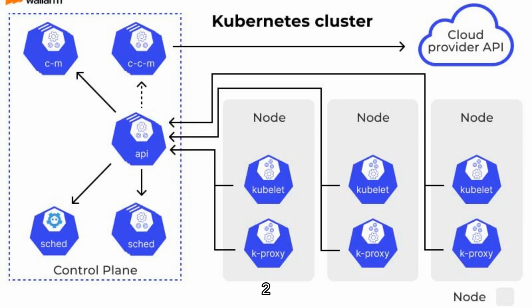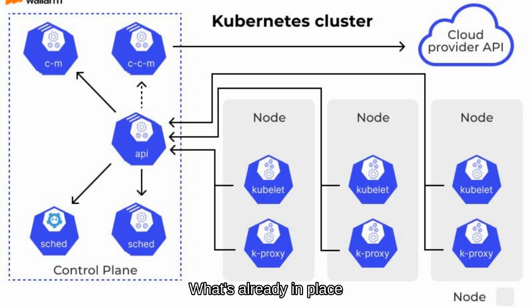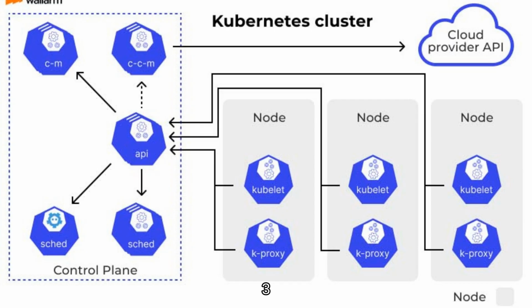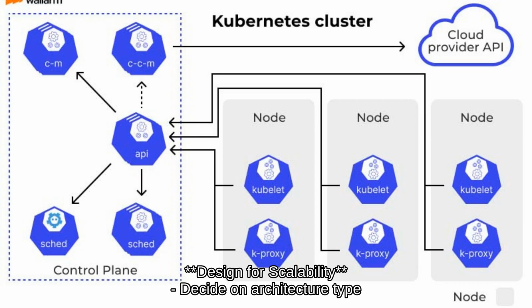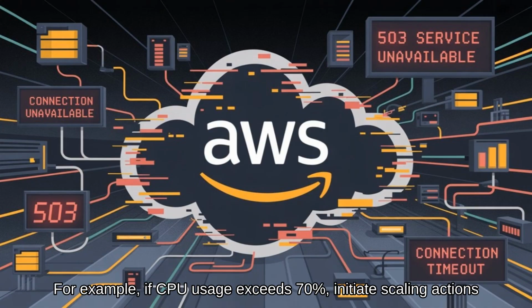2. Assess current resources. Evaluate existing infrastructure. What's already in place? Is it capable of handling increased load? Check performance metrics. Analyze CPU usage, memory, and response times. 3. Design for scalability. Decide on architecture type. Monolithic versus microservices. Set thresholds. For example, if CPU usage exceeds 70%, initiate scaling actions.